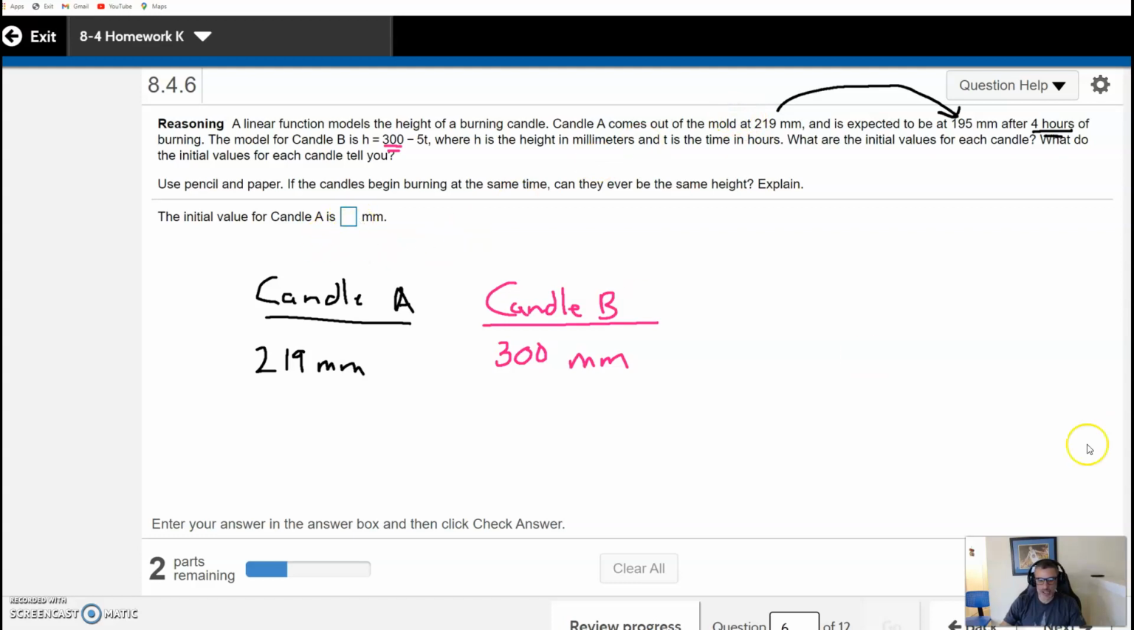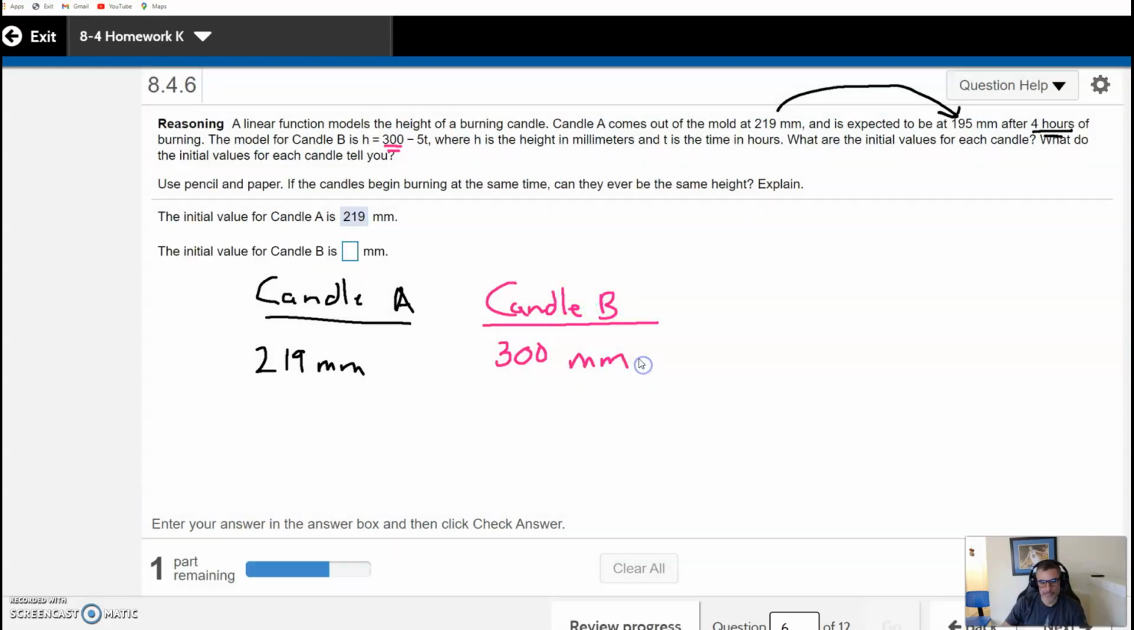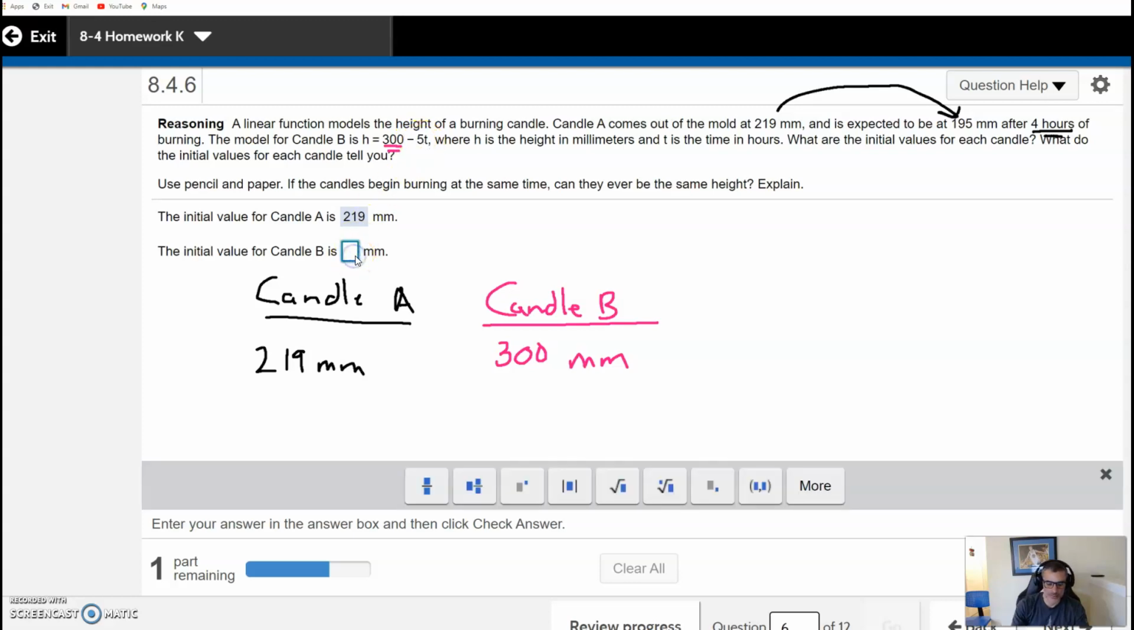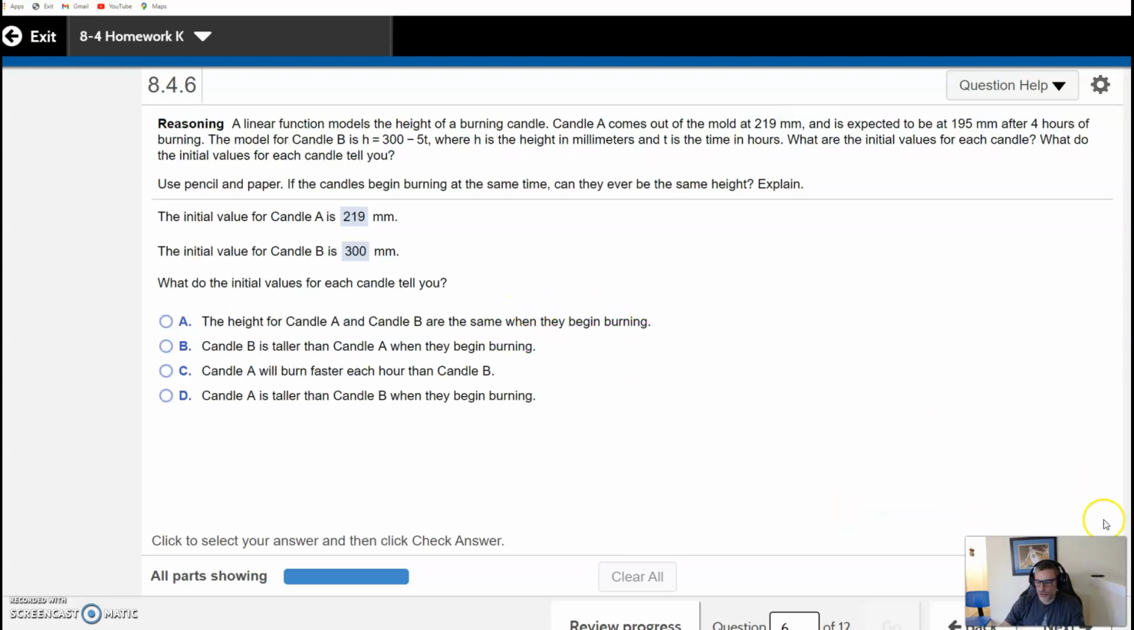So the initial value for candle A, well, that's the height that it was coming out of the mold, so that'd be 219. The initial value for candle B, that's going to be the 300, right? It starts off at 300, and then it loses 5 millimeters every hour. And what do the initial values tell you? All right, I'm going to erase this real quick. The height for candle A and candle B are the same. That's not true, right? One is 219, one is 300. Candle B is taller than candle A when they begin. Yep. Right? 300 is definitely taller than 219.